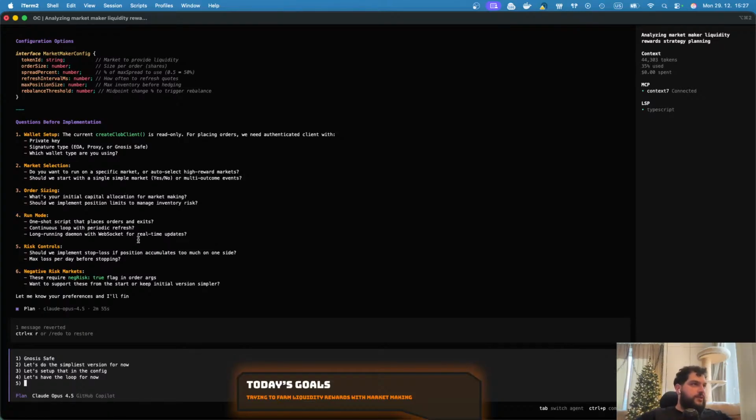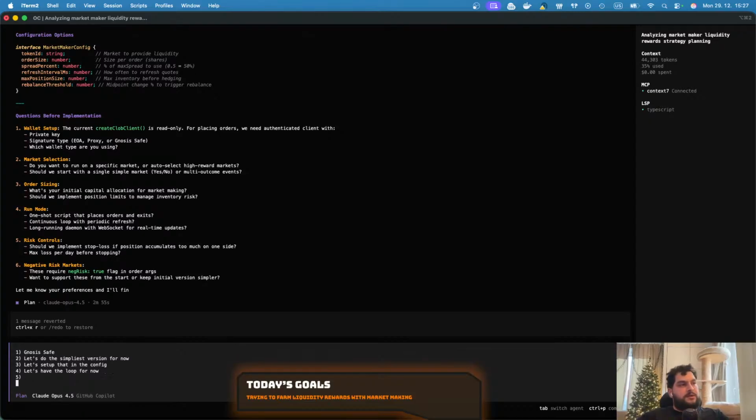Risk control. Should we implement stop loss if position accumulates too much on one side? Max loss per day before stopping. Okay. Should we implement stop loss if position accumulates too much on this one side? No, we will do that later. Max loss per day before stopping. We will implement that later.